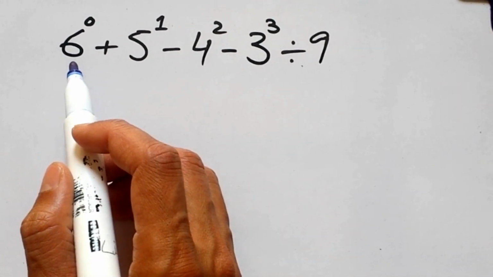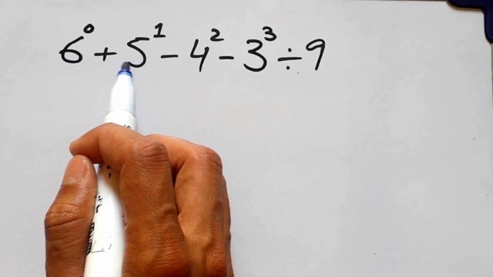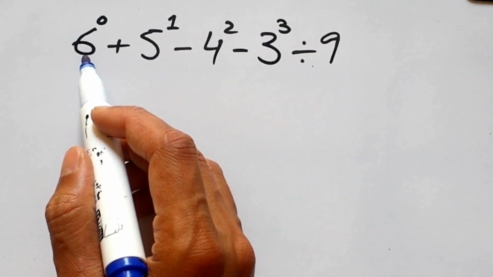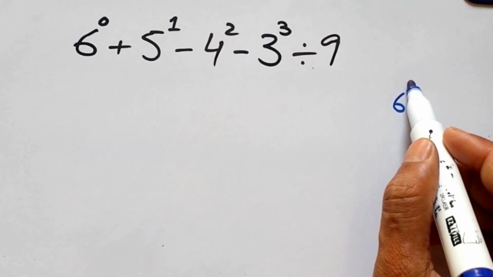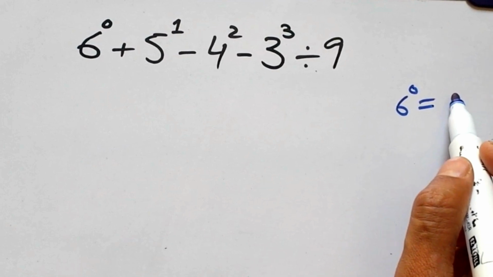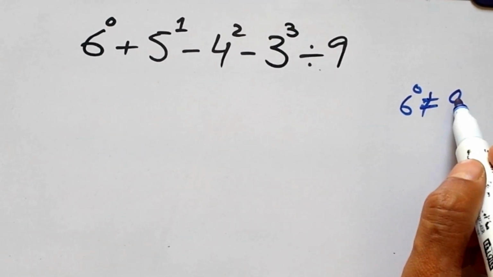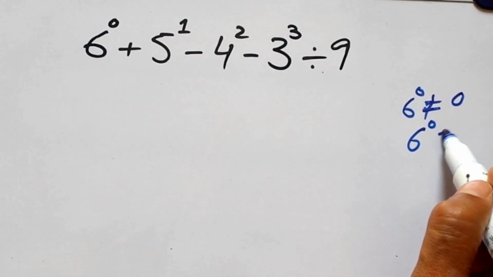This is a very interesting question. We are solving 6 to the power of 0 plus 5 to the power of 1 minus 4 squared minus 3 cubed divided by 9. 6 to the power of 0 equals 0? No. 6 to the power of 0 is not equal to 0. 6 to the power of 0 is equal to 1.